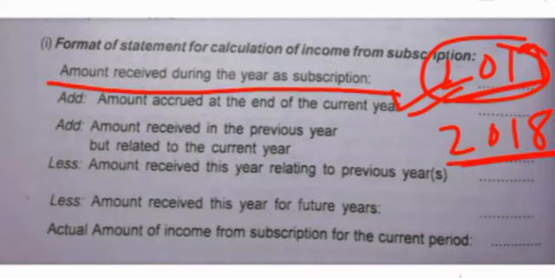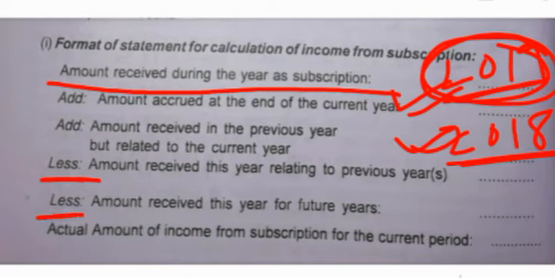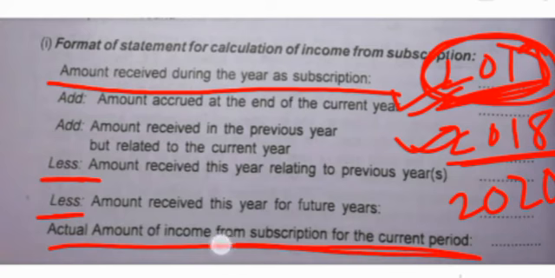Now see what we have to deduct from it. Amount received this year relating to the previous year. That means the amount which we received in 2019 which relates to 2018. That we have to deduct because we cannot record any amount relating to the previous or future year, only this year. Then again we have to deduct the amount received this year for future years. That means a 2020 amount we have to deduct if we are receiving it in 2019. Clear?